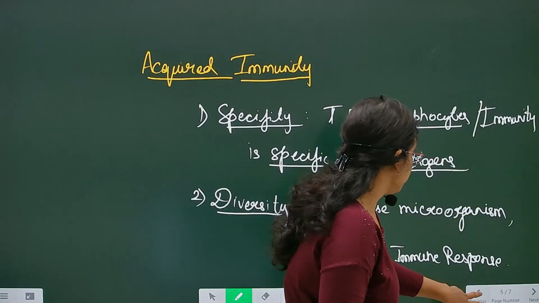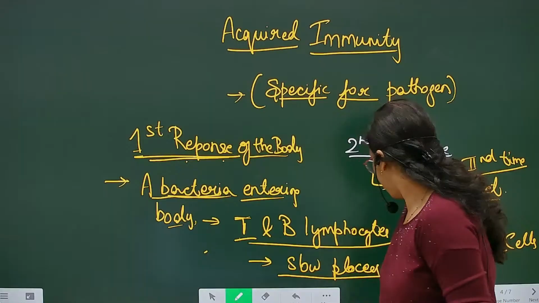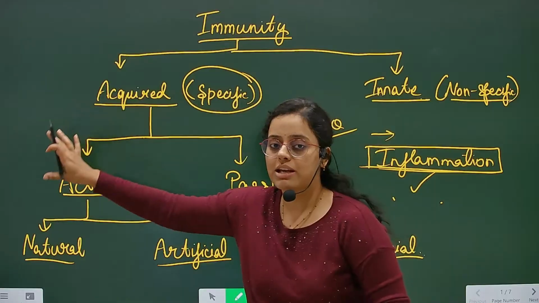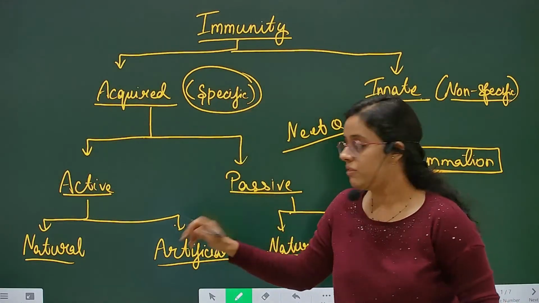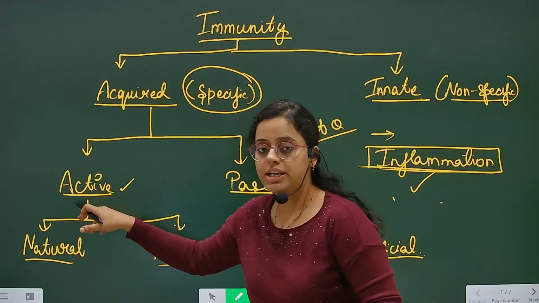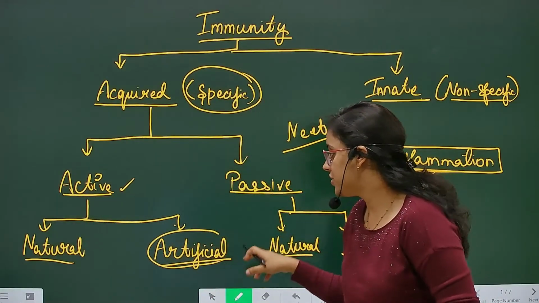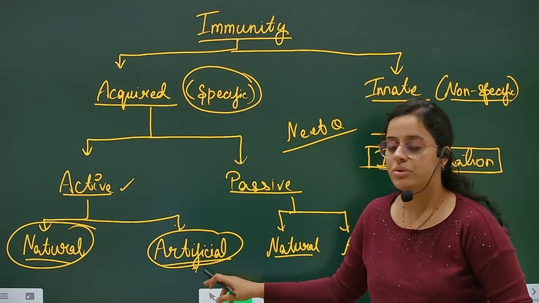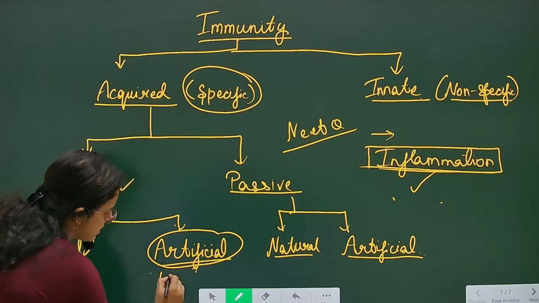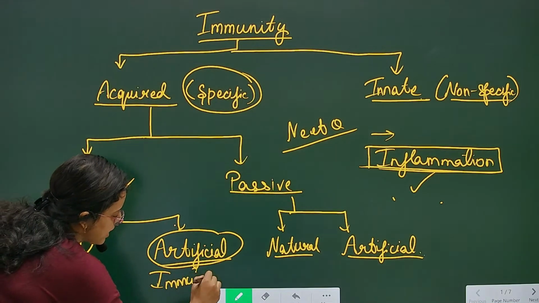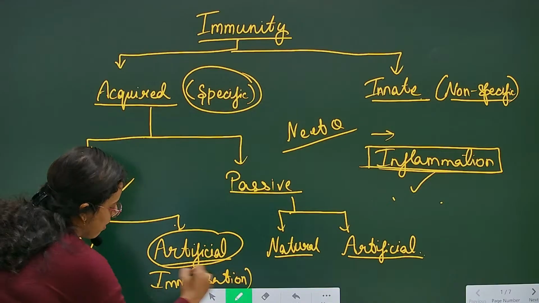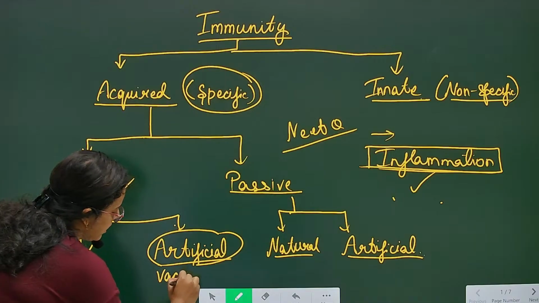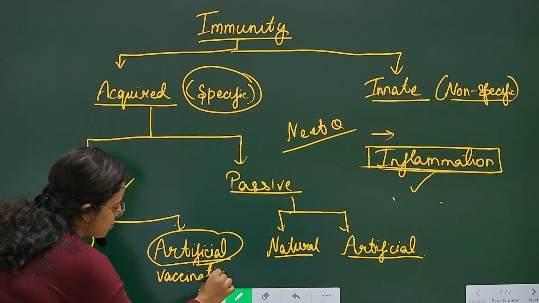So in the very beginning of the classification of immunity, we have seen acquired immunity has been classified into active and passive. We are discussing acquired active immunity, right? This active immunity has artificial and natural forms. The artificial form of acquired immunity is immunization. This is the example of immunization or vaccination. This principle has been used for vaccination.